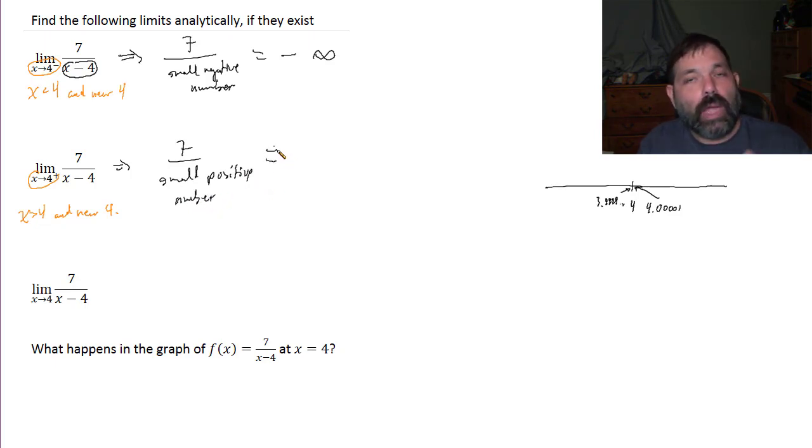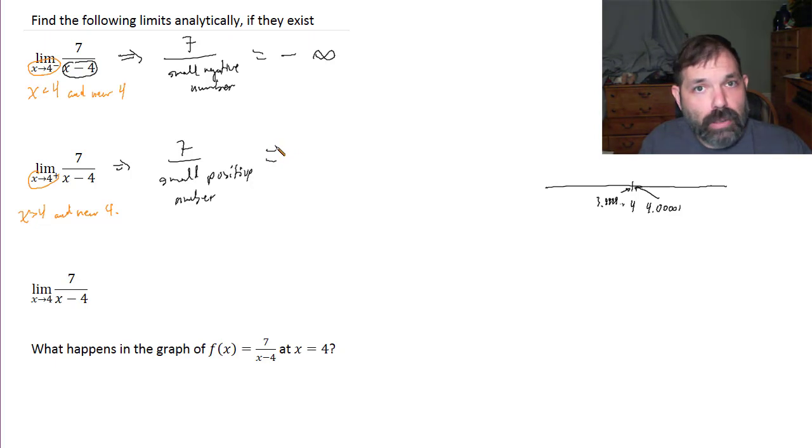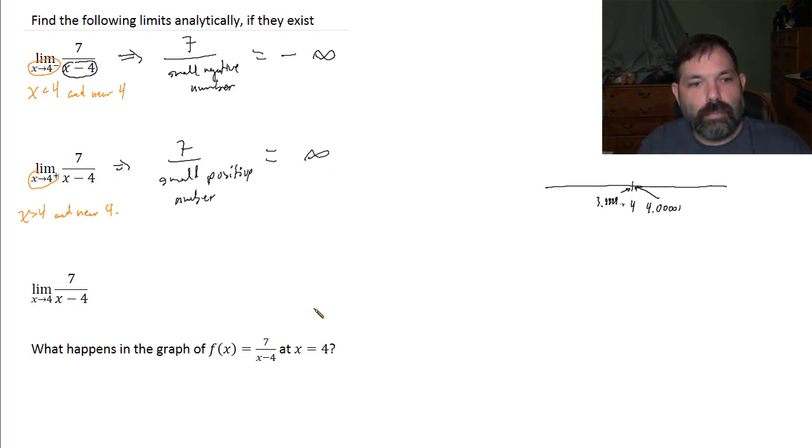And so now I have a positive divided by a positive, which is positive, and 7 divided by a small number goes to positive infinity. So then what would we say here? Now that we know the left limit and the right limit, what is the limit as x approaches 4 of 7 over x minus 4?